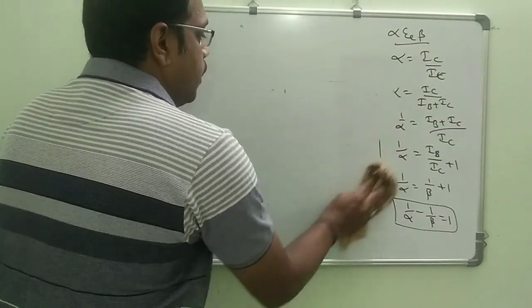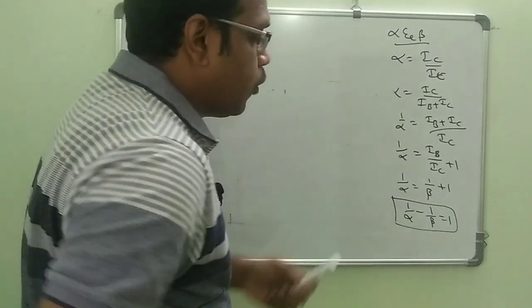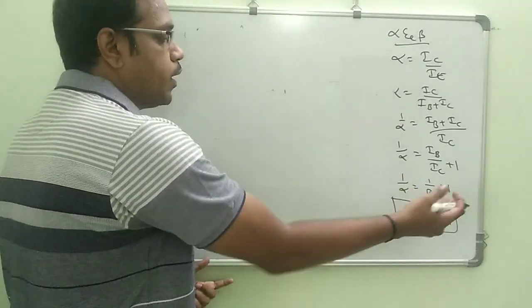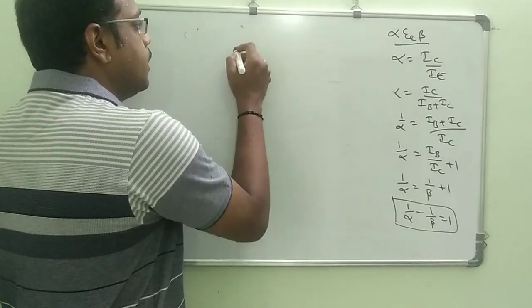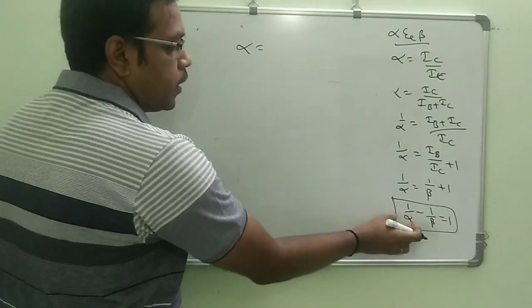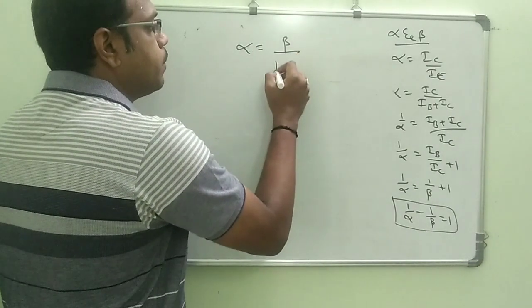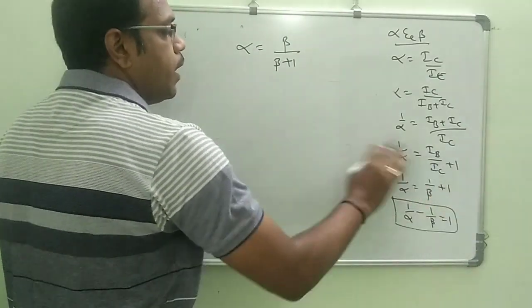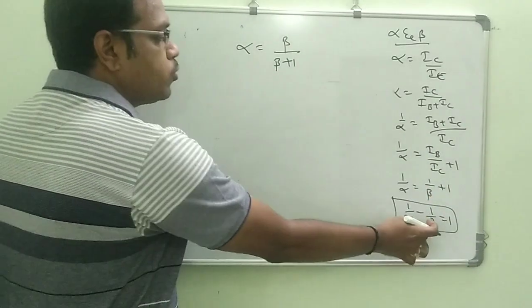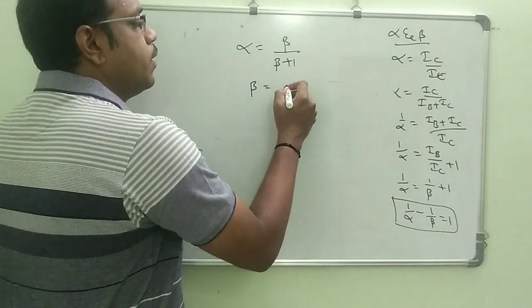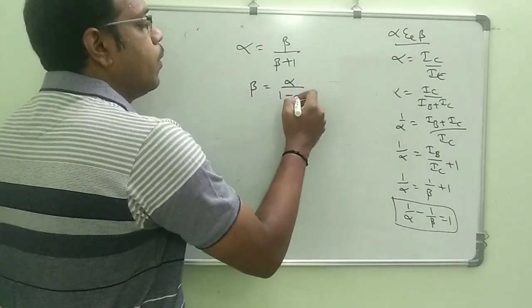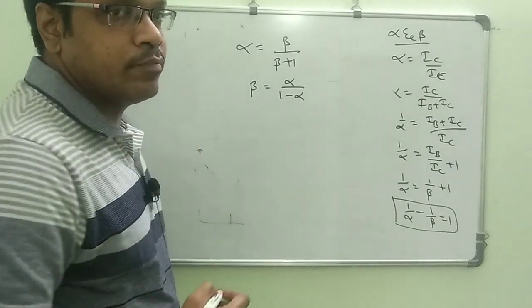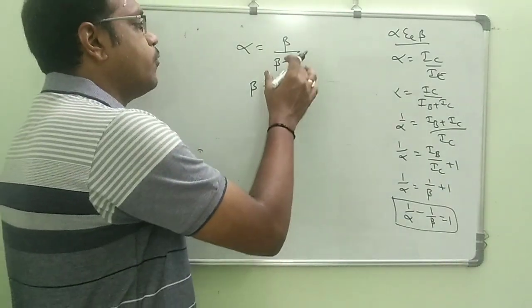Suppose this is one type of formula. From this, if you take the LCM and segregate alpha, you will get alpha equals beta by beta plus 1. And if you want to separate beta from this one, beta is equal to alpha by 1 minus alpha. Okay, so this is a formula for alpha.